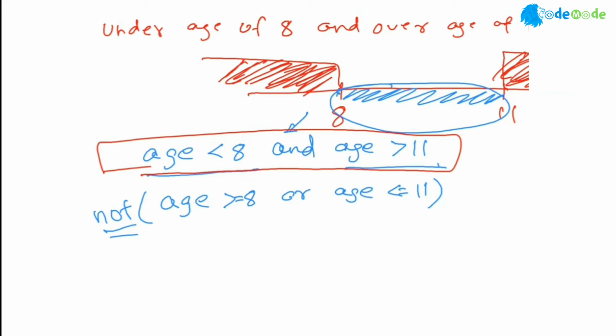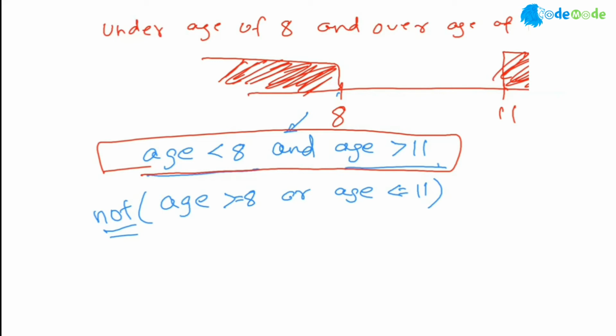No, it's exactly opposite. I'm talking about this area. Let me remove this one. I'm talking about the highlighted red area. Right? Age has to be less than 8, and age has to be greater than 11. Is that a valid way of saying this? Am I making a mistake?